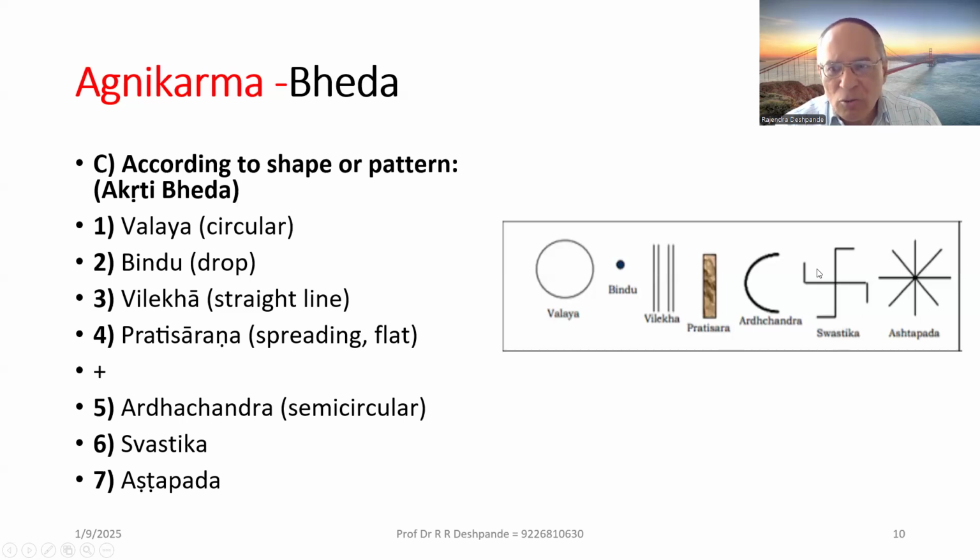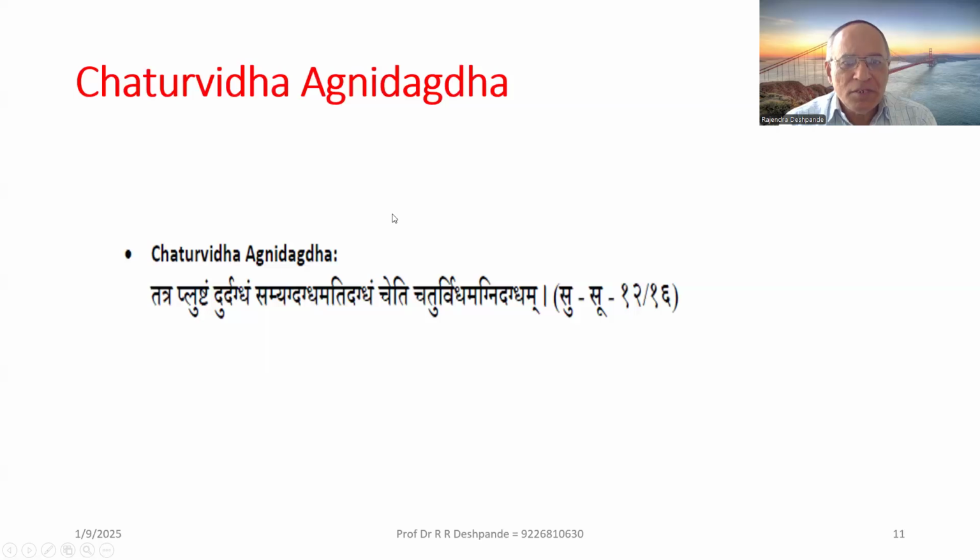Then semicircular, can you see here? Ardha Chandrakriti, semicircular. Then here a swastika type of sign is there, so swastika Agni Karma can be done, and Ashtapada. This type of Agni Karma is called Ashtapada. So this particular classification of Agni Karma is based on the shape or pattern that the Ayurvedic surgeon uses to do the Agni Karma. Now, Chaturvidha Agni Dagdha.